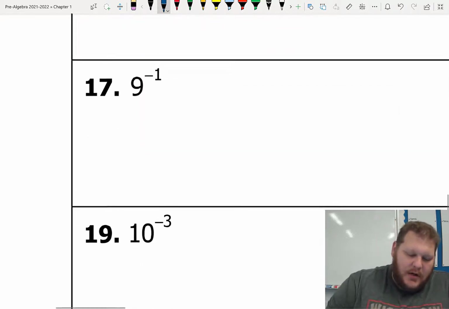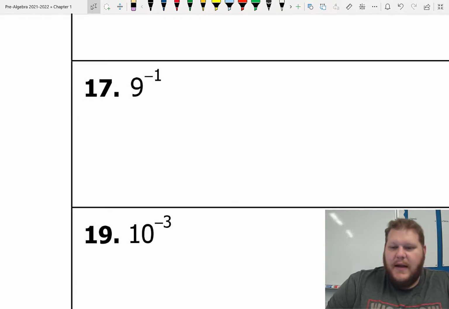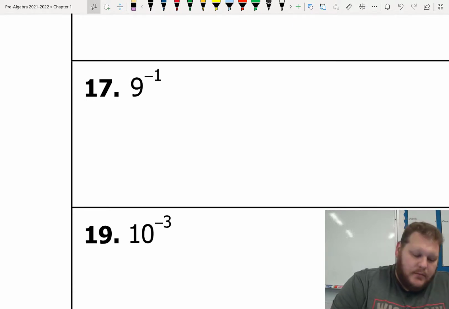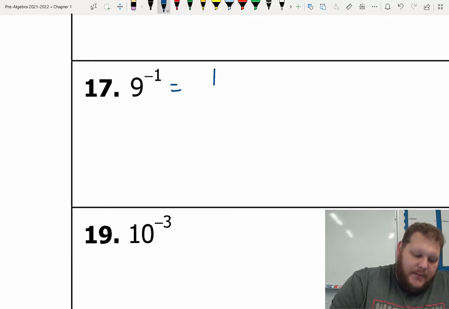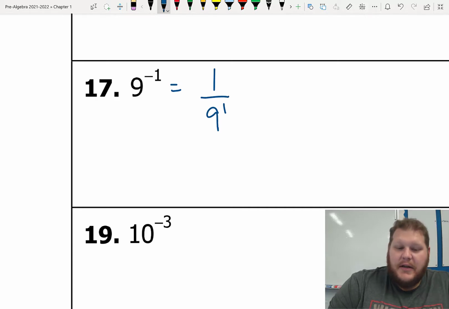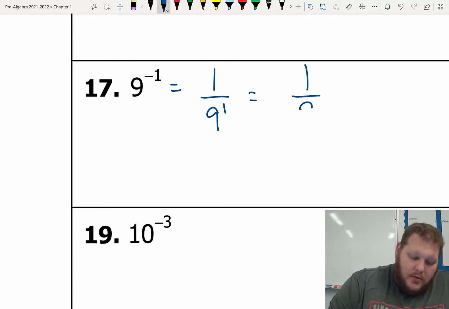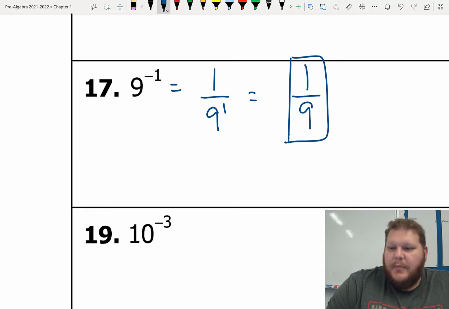Okay, moving along, number 17. We've got 9 to the negative first power. So again, if I've got a negative exponent somewhere, that has to get flipped over. And now it's 9 to the positive first underneath. I don't have to do anything with that. 9 to the first power is just 9. So 1 over 9 is my solution. That's my answer with positive exponents evaluated as far as I can.